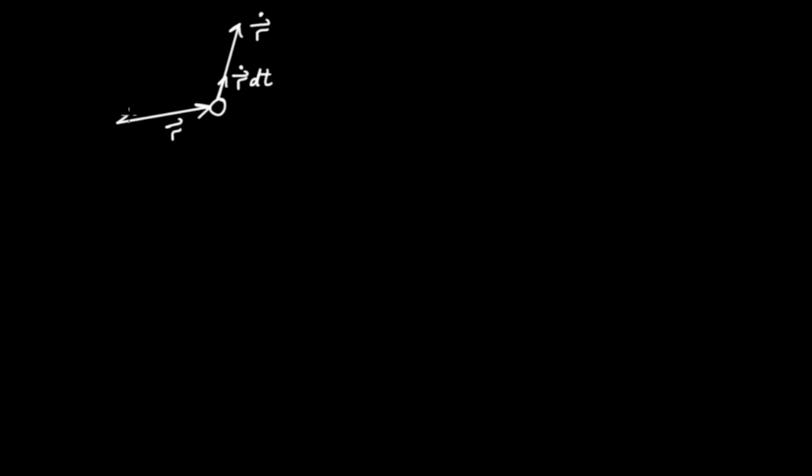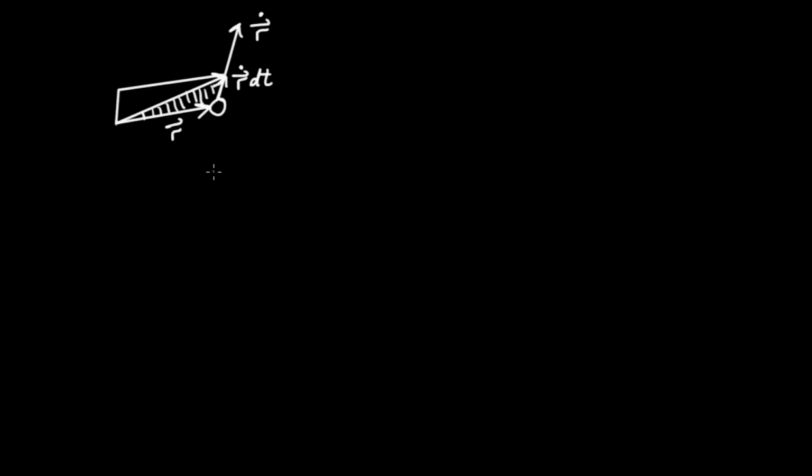And then I'm going to join those 2 points. And what I'm going to ask is, what is the area swept out in that little time interval? What's the area of that triangle? Well, what I know is that if I were to take r and wedge it with r dot dt, I would get the area of the parallelogram, which is going to look something like this.